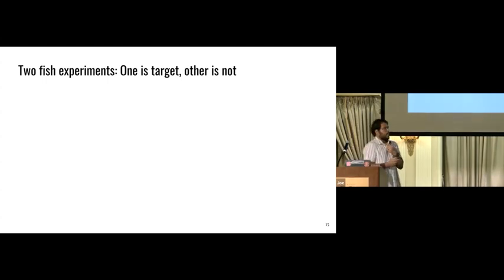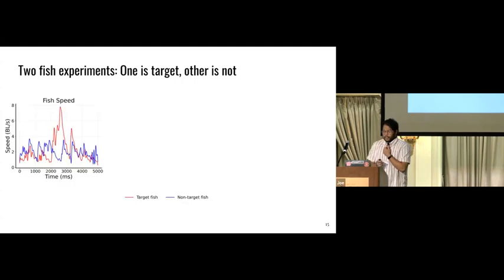All of these experiments that we do essentially involve two fishes, where we target one of the fishes and the other is not targeted. You typically have velocity profiles like this, where the target fish, which is in red, starts escaping once the virtual predator arrives in the arena. And the non-target fish, which is in blue, does not escape. It is always under a threshold velocity.